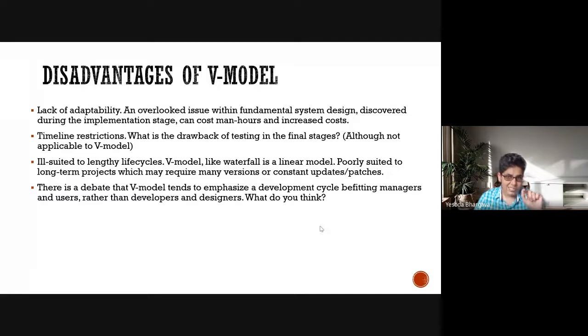And because of this disadvantage, in the next class, we will be discussing our final software development life cycle, which is the agile methodology. And there is this question for you to ponder after the class. There is a debate that the V model tends to emphasize a development cycle that fits managers and users rather than developers and designers. So some people cite this as a disadvantage of the V model. In tomorrow's class, I will ask you, what do you think about it? So take this day to think more over this claim that has been made, that the V model is more friendly to managers and users rather than developers and designers.